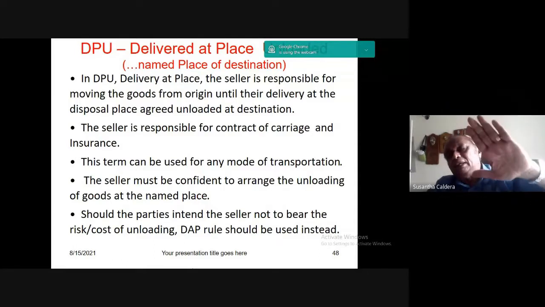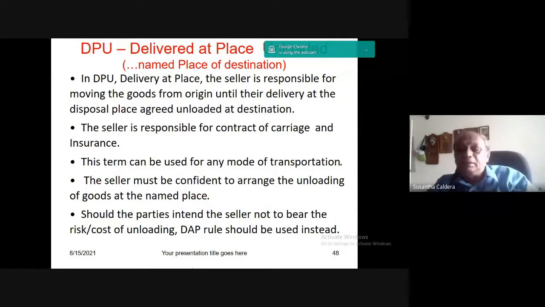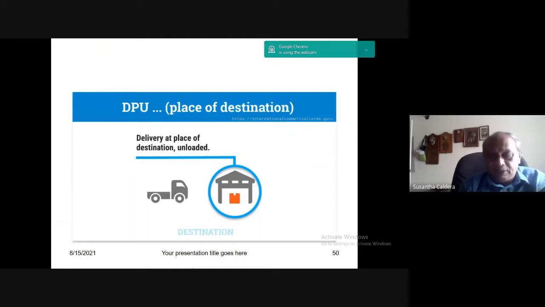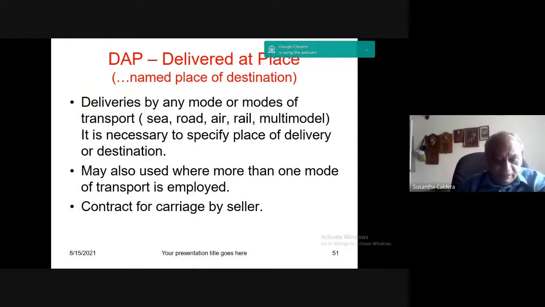DAP is delivered at place only. Unloading is the buyer's responsibility. Right? DPU might come this time for your exam, because I think both the year one and last year's batches are going to have both exams together. Since the Incoterms changed this time, you can get these questions. Now DAP is a simple thing, right? Delivered at place only. It is the same, the only thing is they will not unload it.